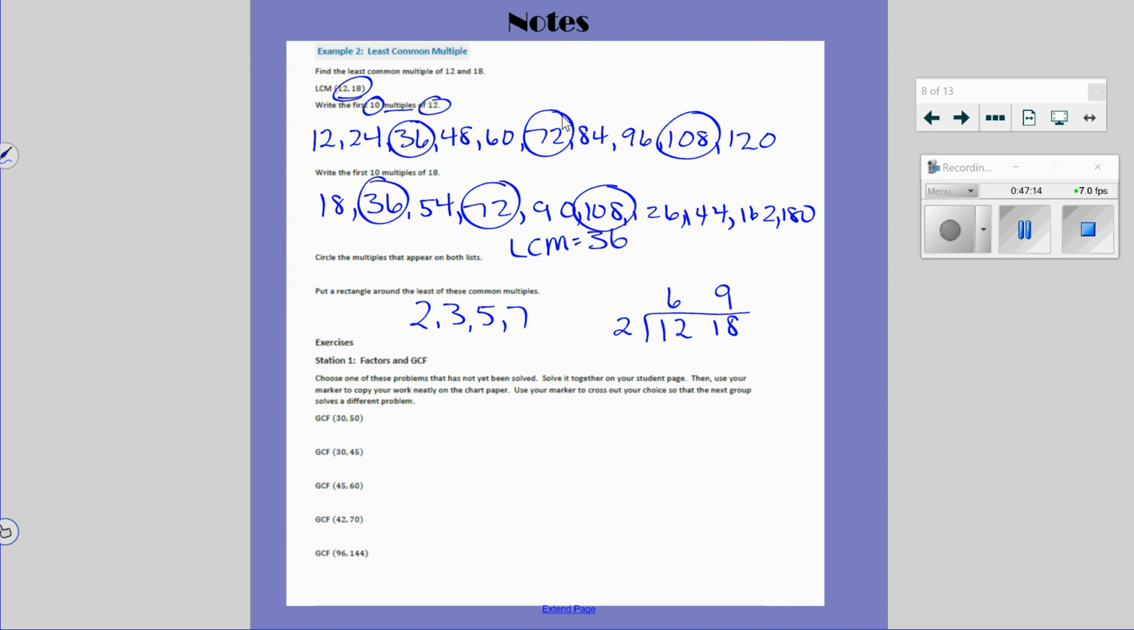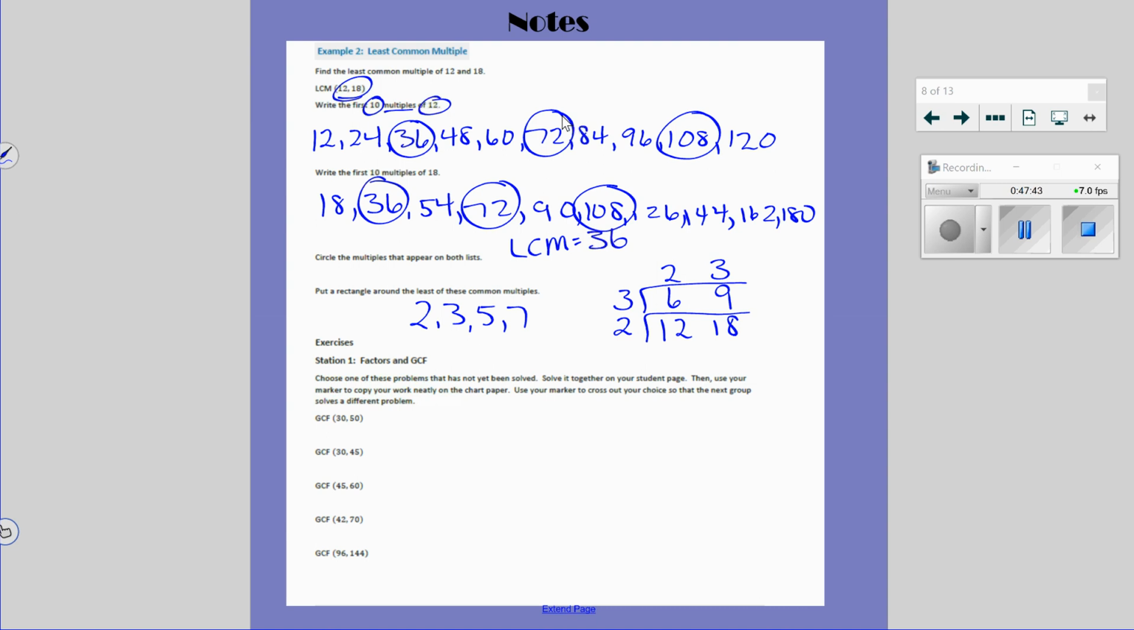I then check each level. This is why it's a cake. So I check 6 and 9. Can I divide those both by 2? No. It has to divide evenly. Can I divide them both by 3? Yes. If I say yes, I add another layer to my cake. If I have nothing but prime numbers on top, I know I'm done, unless it's the same number, in which case I could pull it out.